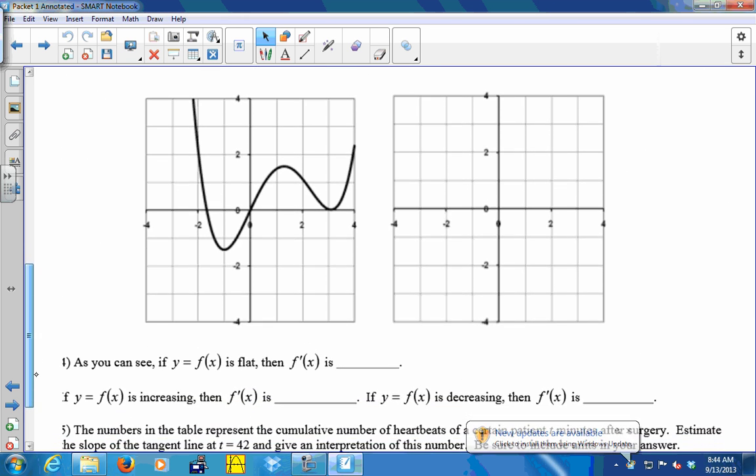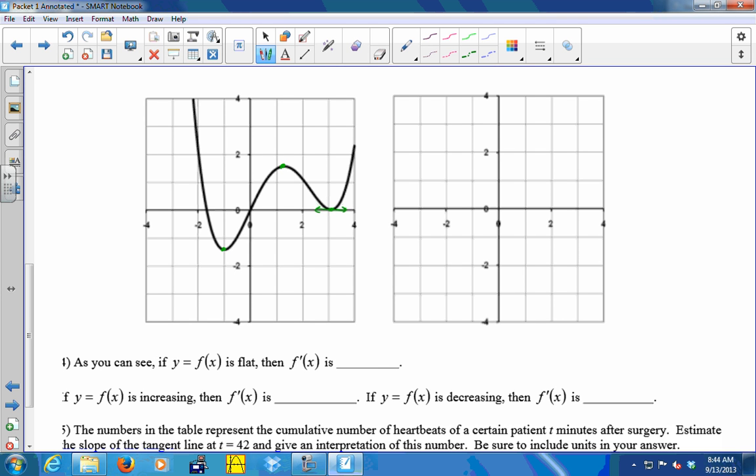So there are a few key points that we might start with. Places where the slope is easy to measure. Where might that be? Yeah, the maxes and mins, the vertexes. This point, and this point. The slope of the tangent line at those points is 0. So f prime is going to be 0 at those x values.